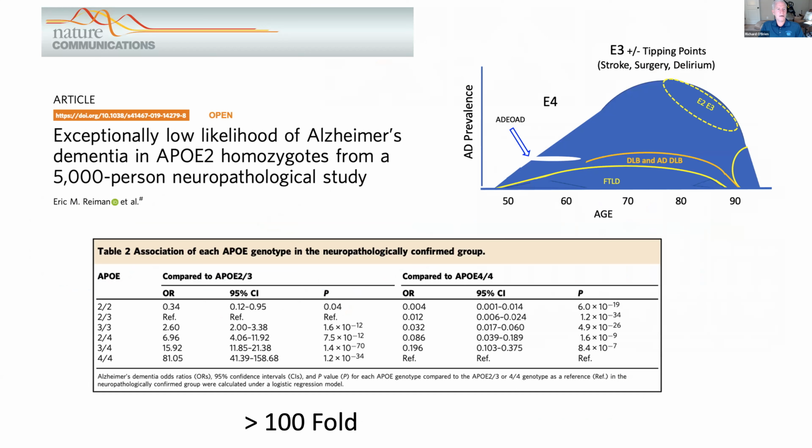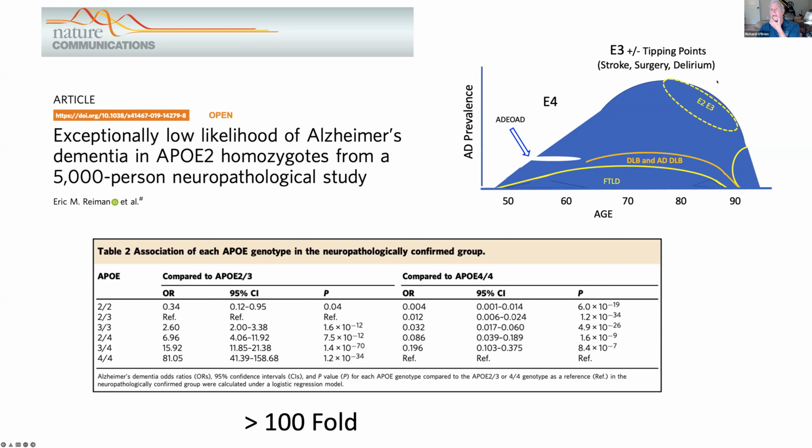This was a study out of Eric Reiman and the Banner Group, which had such a large population. APOE 2/2 in the population is incredibly uncommon, but they were able to put together a cohort of 2/2s, 2/3s, 3/3s, 2/4s, 3/4s, and 4/4s. And between 2/2 and 4/4, they found a 100-fold increasing risk of Alzheimer's disease, and made the important point that 3/3 is not neutral. 3/3 is an amyloid Alzheimer's-causing genotype compared to 2/2, not compared to 4/4.